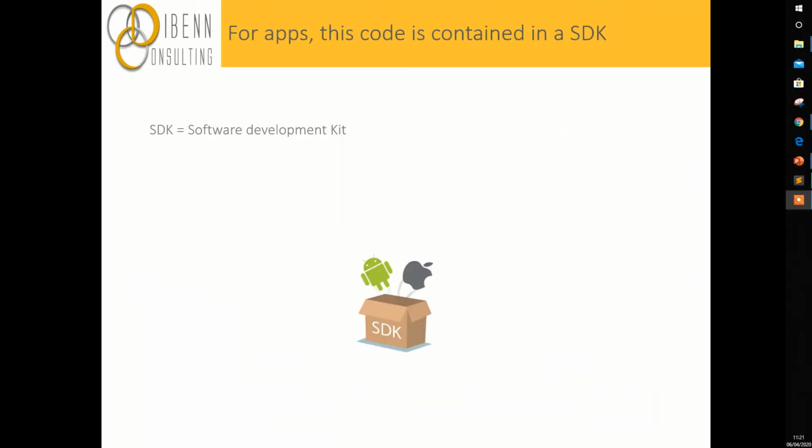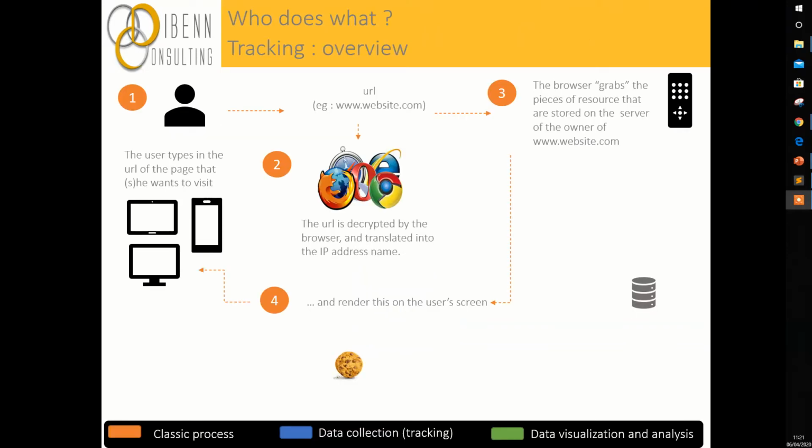If you want to track an app, the principle is the same. You still have to place a tracking code, but this time this will be contained in an SDK, standing for Software Development Kit. So if we try to sum that up a little bit, as you recall, the user types in the URL of the page that they want to visit. This URL is translated into an IP address by your browser, the IP address being the address of the server where the resources are to be grabbed, and this is rendered on your screen.